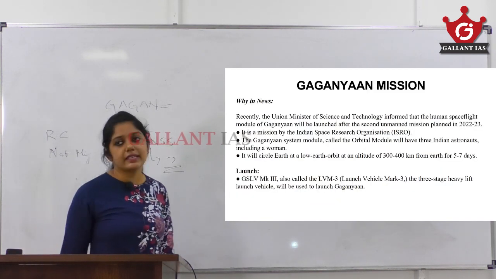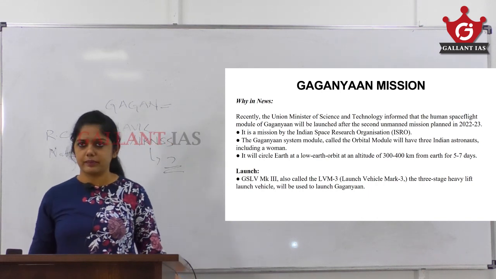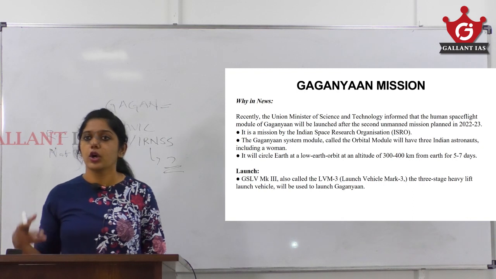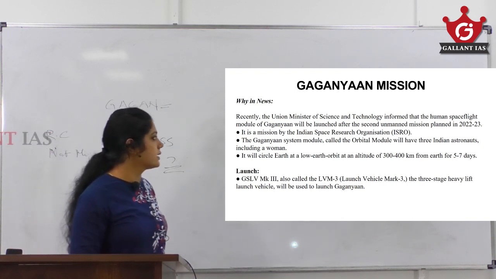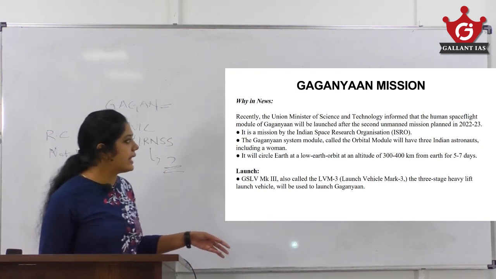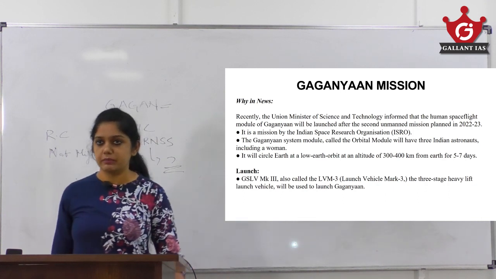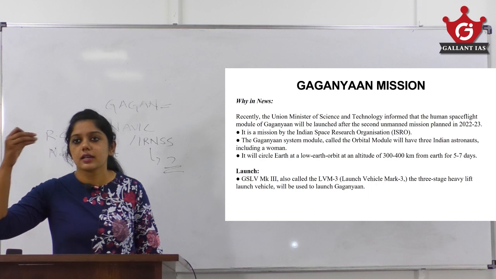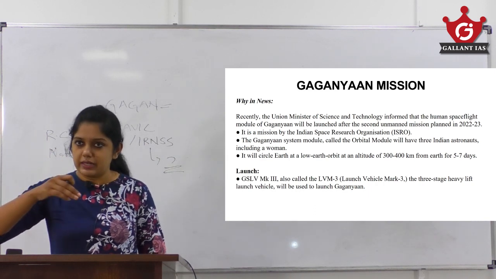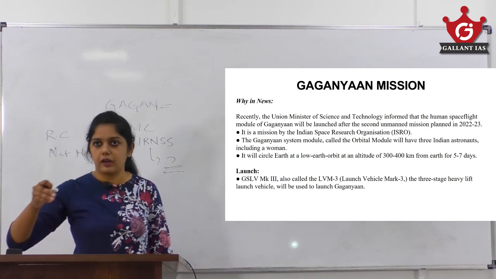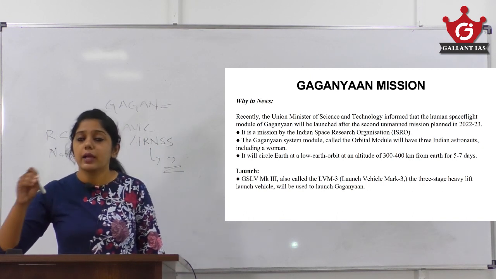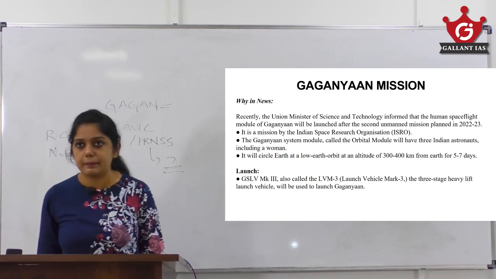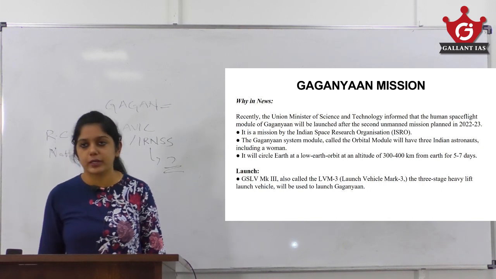Moving on further, we have the Gaganyaan mission. You might be knowing. The manned mission of ISRO to space is known as Gaganyaan. See, the Gaganyaan system module will have the Indian astronauts, including a woman. It is planned to launch in 2021 time, but it is now postponed. Okay, after one mission only, it will be launched. And what is important here is it will be launched by GSLV Mk3, GSLV Mark 3. It is a launch vehicle.